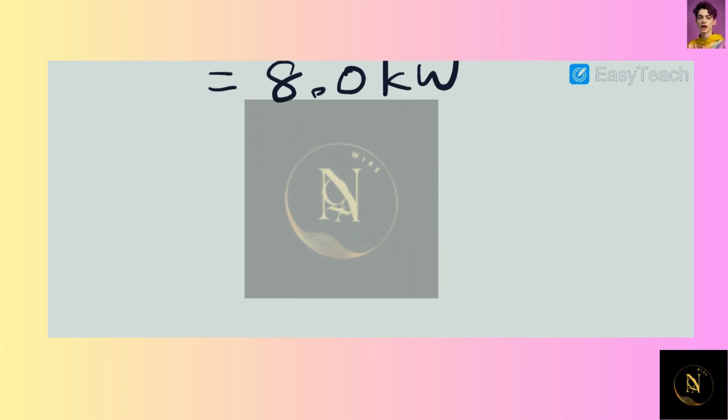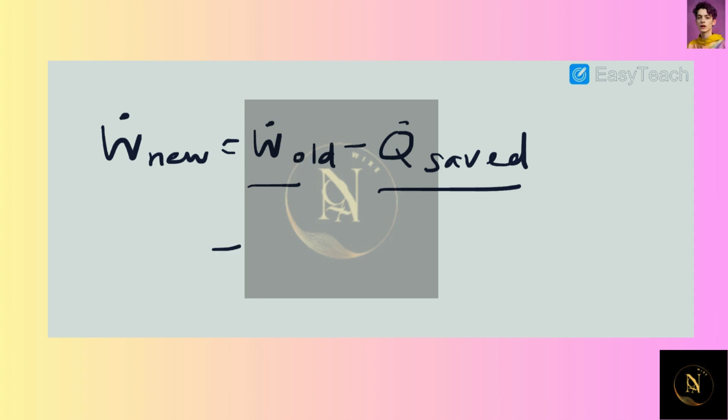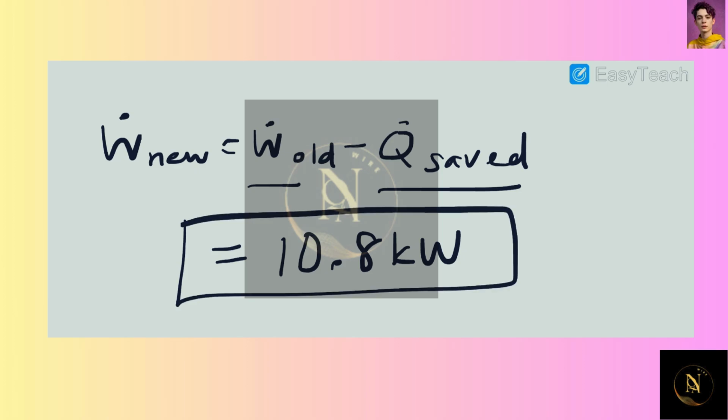Therefore, we know that the new amount of electrical work in the new scenario when we're using the heat exchanger will be W new is equal to W old minus Q saved. So by plugging the W old and Q saved in, we see that the new electrical work required is 10.8 kilowatts. And that is another part of our answer.